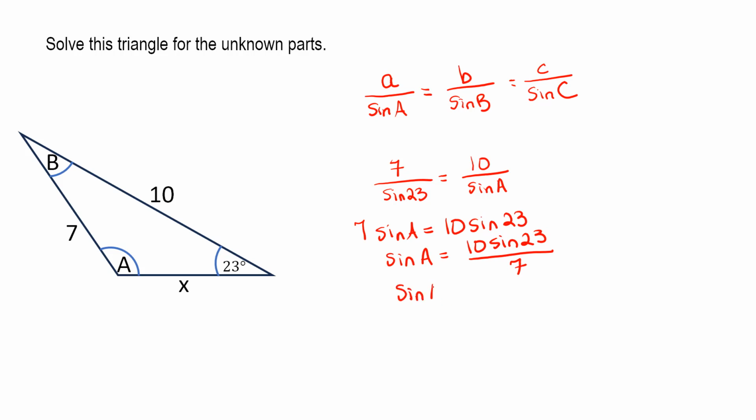And we get something like 0.5582. So inverse sine of 0.5582 is equal to A. And if you punch that into your calculator, you're going to get A equals 33.93 degrees. But if you look at the triangle, you can see that A is not 33.93 degrees. It's bigger than 90. It's an obtuse angle.